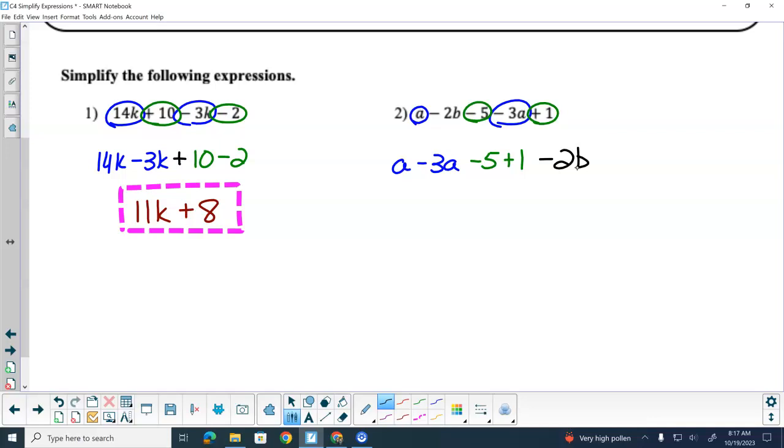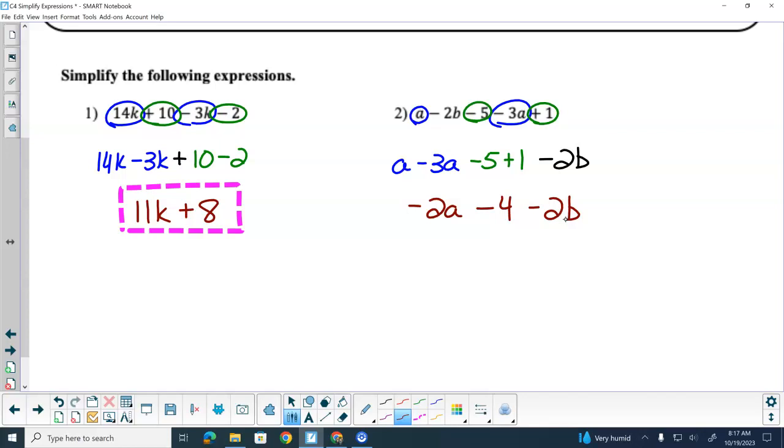If you've got one Kit Kat and I take 3 Kit Kats away from you, how many Kit Kats do you have left? Negative 2 Kit Kats. So this would be negative 2A. If you've got negative 5 Butterfingers, and I give you a Butterfinger, how many Butterfingers do you have? Negative 4. And then that negative 2B comes along for the ride.